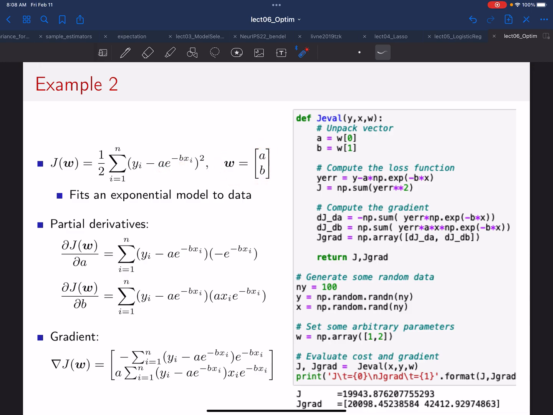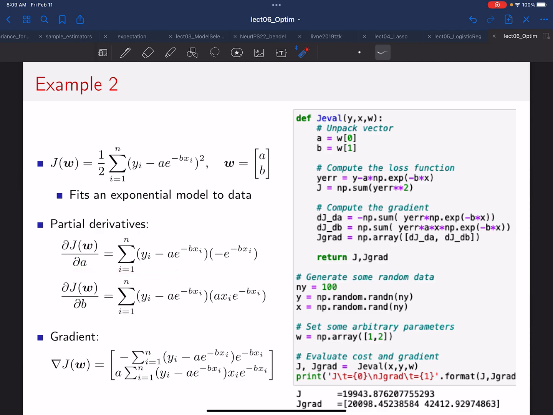Then we compute the partial derivatives of this j with respect to a and then b. So using the chain rule, we take the partial with respect to a. First we can move the derivative inside the sum. Then we apply the derivative to this. By the chain rule, you get 2 times this. And then we have to apply the derivative to the interior. The y doesn't have an effect, but the derivative of this with respect to a is just going to be minus times that exponential. So that's where we get this expression here.